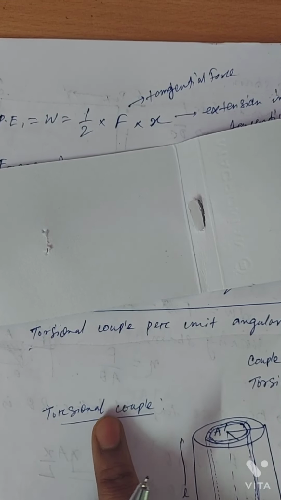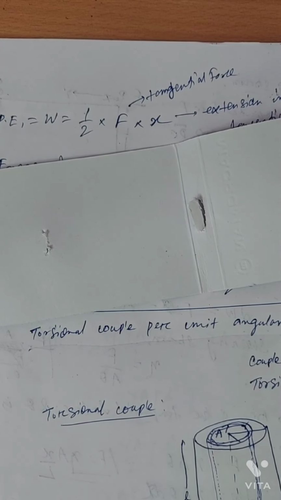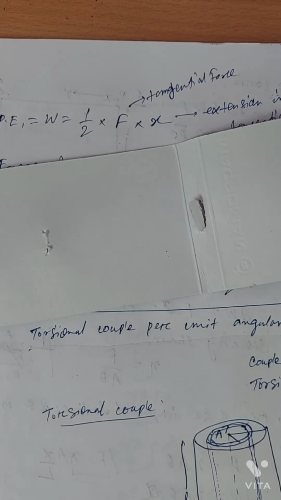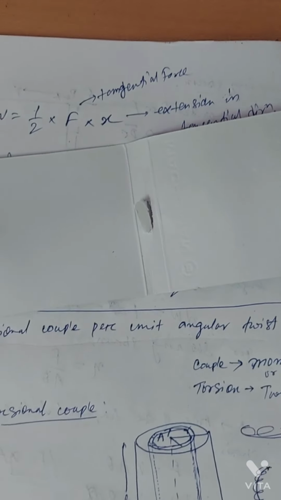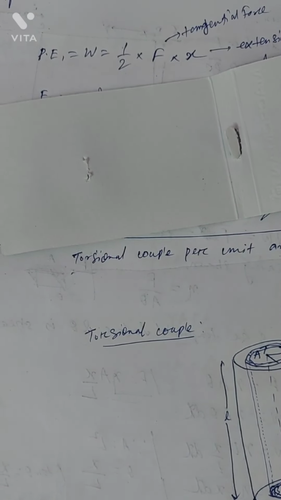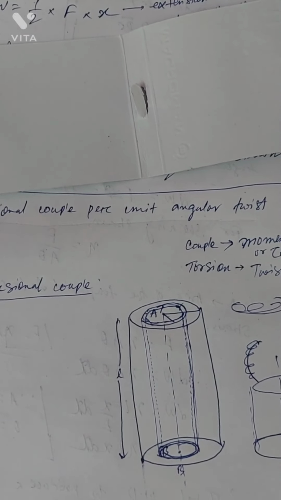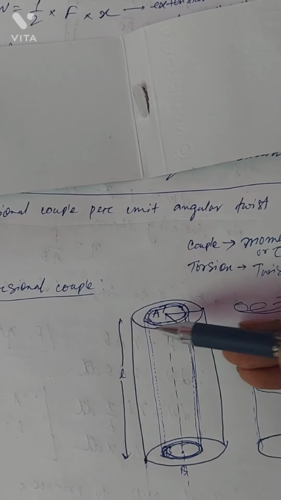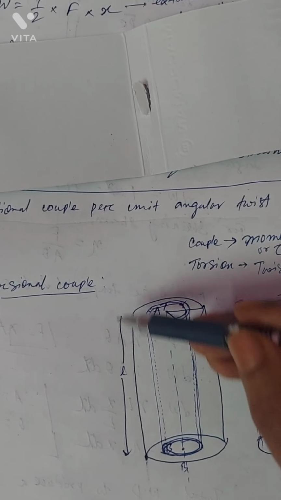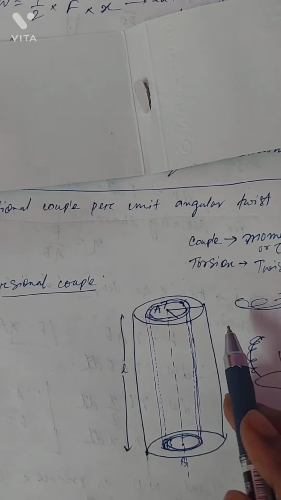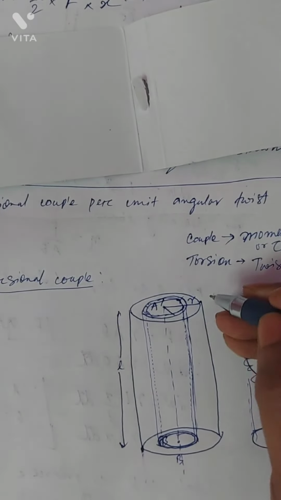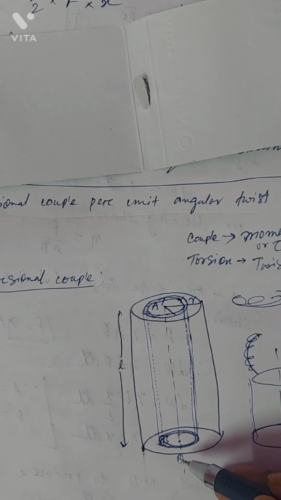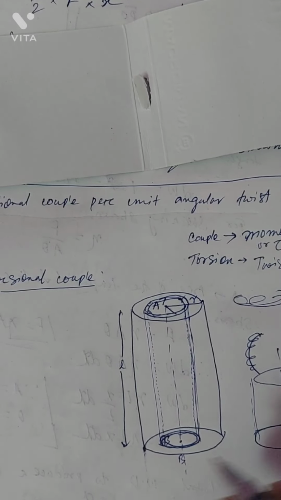The angle by which the material is twisted is called angle of twist. So torsional couple per unit angular twist. Now to estimate the torsional couple per unit angular twist, let us consider a cylinder. Suppose this is a cylinder of length L and of radius R, and A and B is the axis of the cylinder.